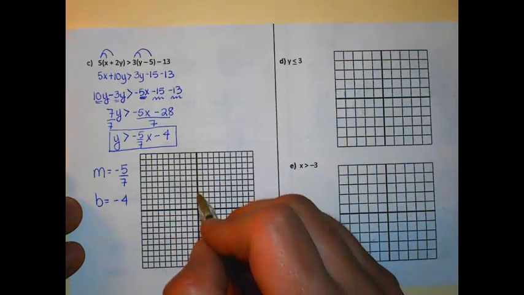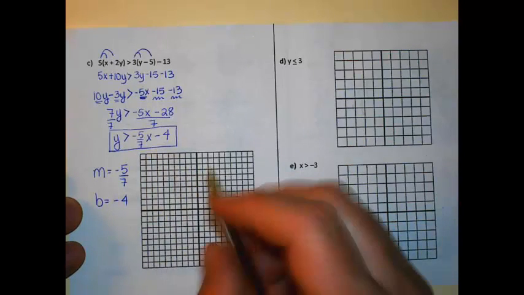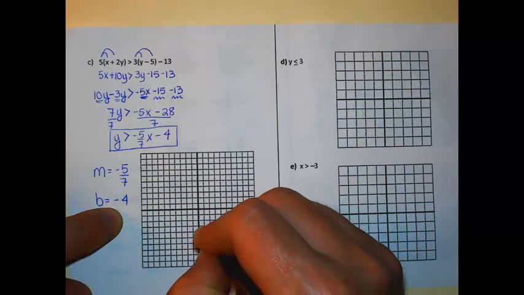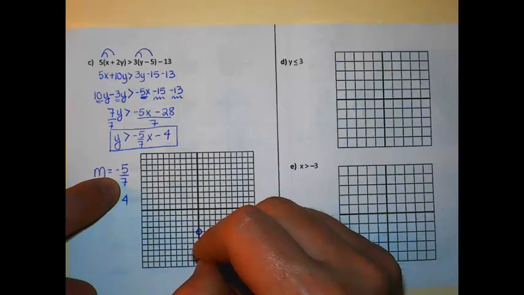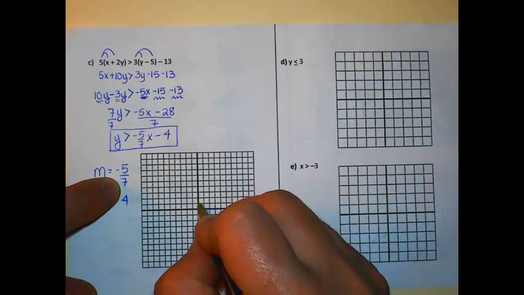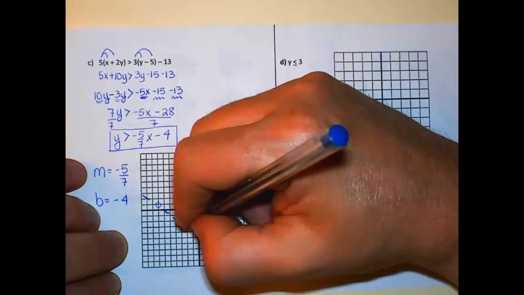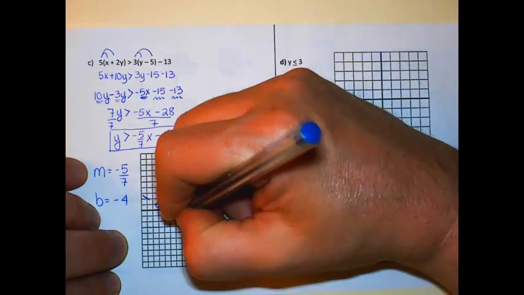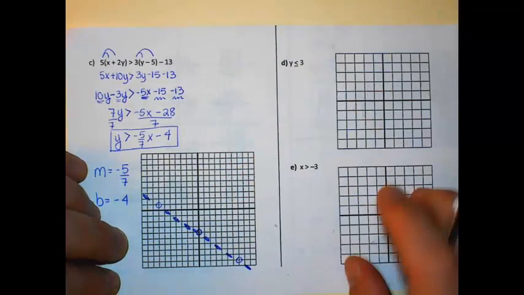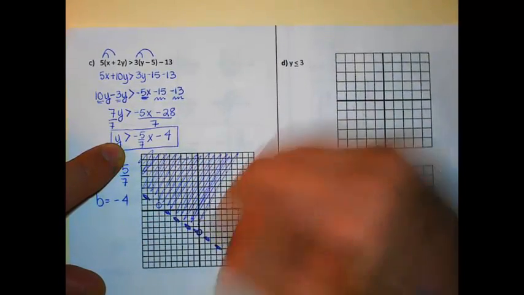Okay, so with that I'm going to start graphing. This is a greater than, so I'm going to use a dashed line with empty circles. I'm going to start at negative 4, which is right there, and according to the slope I'm going to go down 5 over 7, and then I go backwards up 5 over 7, and I'm using a dashed line. There we go. Okay, and according to this I'm shading above the line, so above the line would be right there.